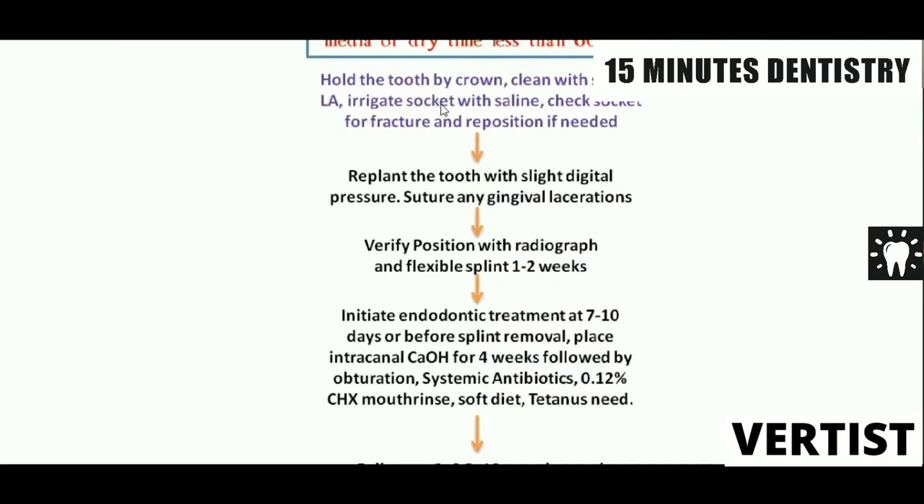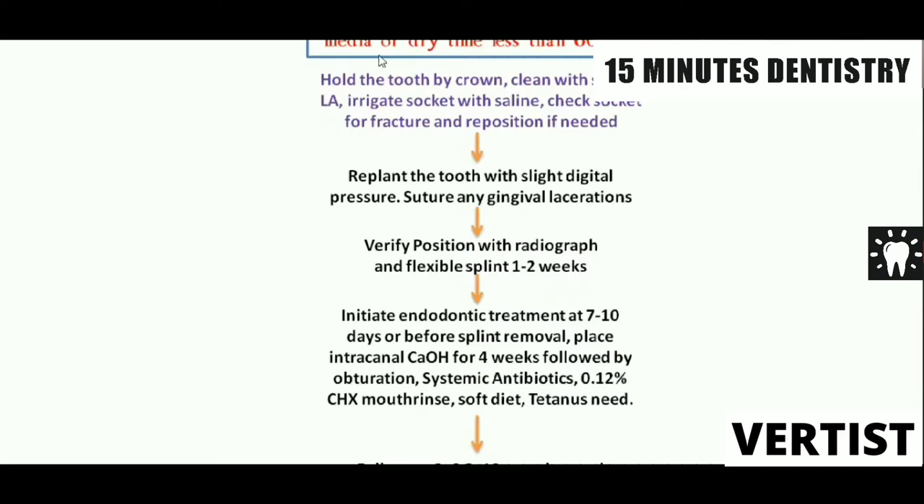You have to clean the tooth with saline and you have to administer local anesthesia in this case. So initiating endodontic therapy at 7 to 10 days or before the removal of the splint, placing intracanal calcium hydroxide again for 4 weeks, followed by obturation. Systemic antibiotics are to be prescribed and a mouthwash to be used twice daily by the child. Soft diet and tetanus need to be evaluated. Again, the follow-up is 3, 6, 9, 12 months and yearly after that.